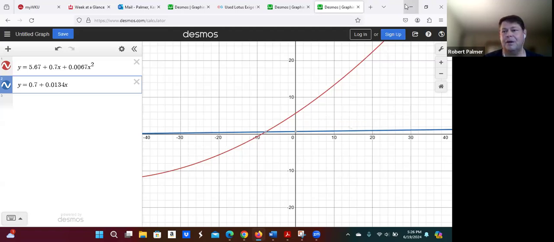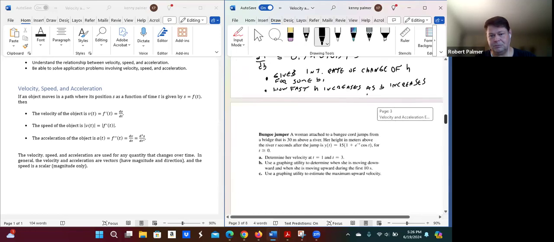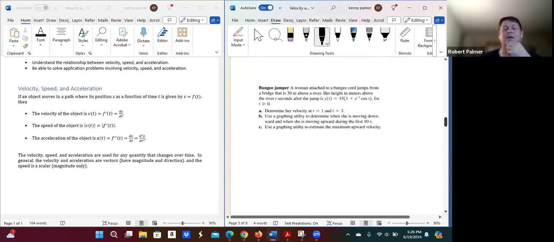Okay. Let's look at one more problem. Probably kind of a thought question. So it says a woman is attached to a bungee cord and jumps from a bridge 30 meters above a river. Her height above the river, t seconds after the jump, is given by this function. So it says you want to determine her velocity, and also graph it to understand what the graph looks like.